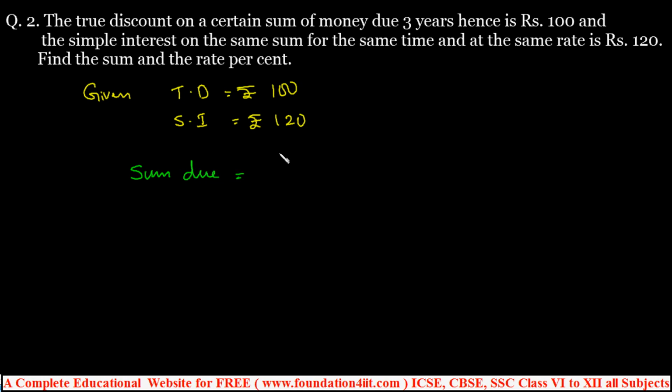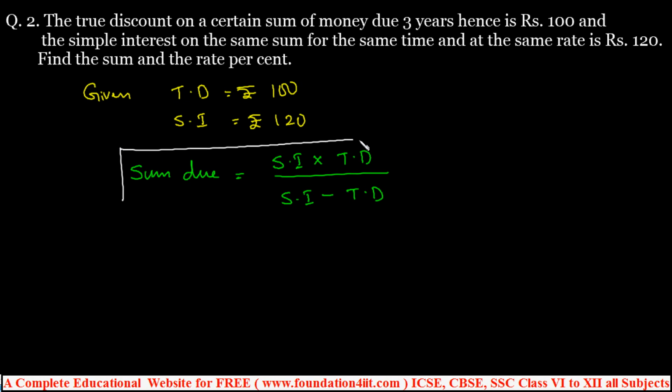The sum due formula we check: that is simple interest into true discount by simple interest minus true discount. Always simple interest will be more than discount. So this is the formula. In this we can apply the values to find out the sum due.